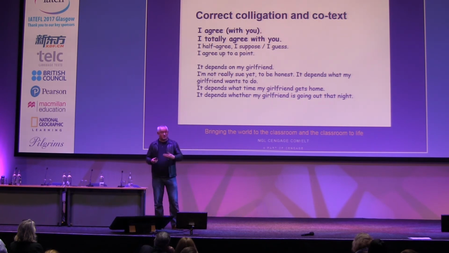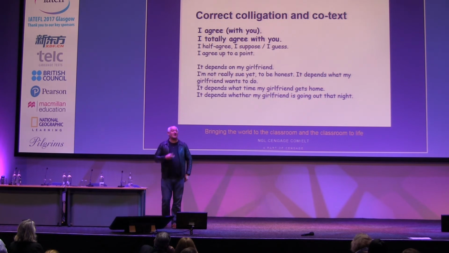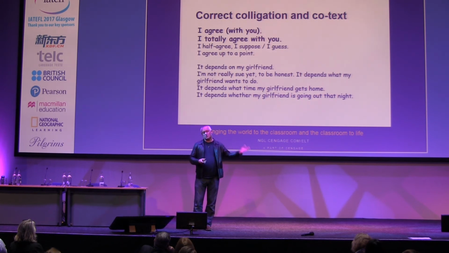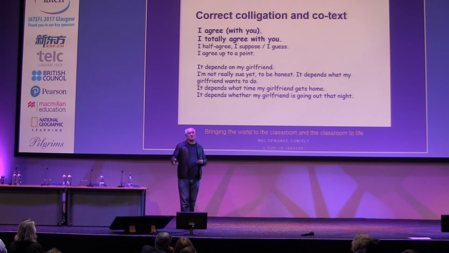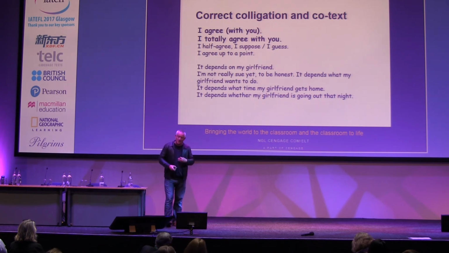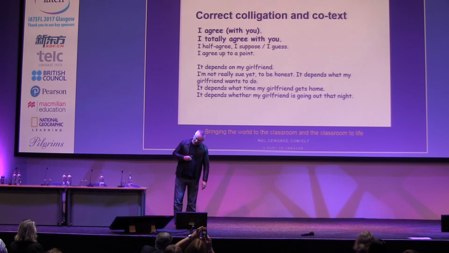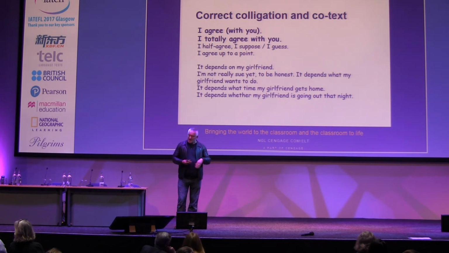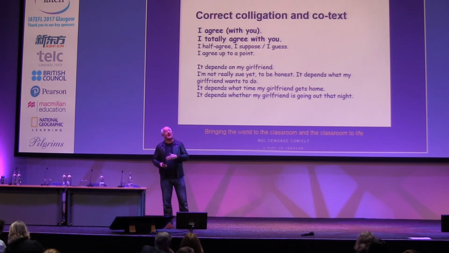So it might mean that on top of just correcting I'm agree, you also add, I totally agree with you, I half agree I suppose, I half agree I guess, I agree up to a point. It might mean that the student who says things like, it is depend on my girlfriend, you correct the surface error, it depends on my girlfriend, but then you add to their experience of how that word actually works in English by showing some more typical examples connected to what they're trying to say. So it might be things like, I'm not really sure yet, it depends what my girlfriend wants to do, depends what time she gets home, it depends whether she's going out that night.